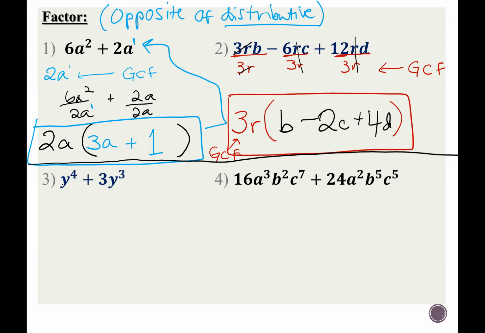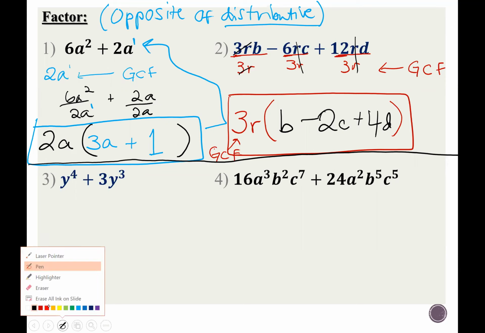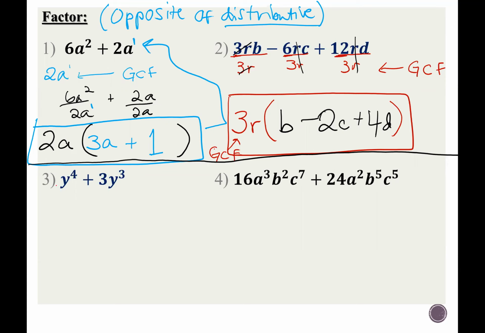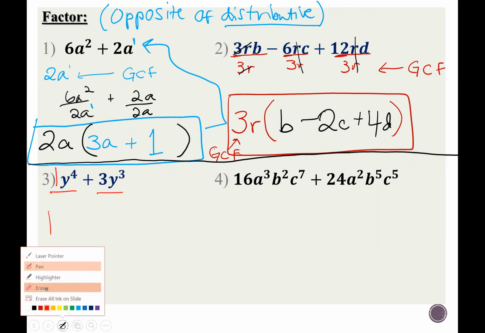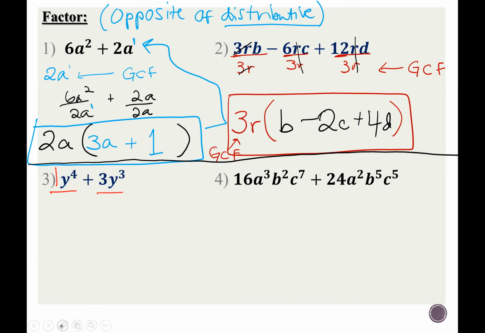Okay, this y to the 4th doesn't appear to have a coefficient, which means it's really just a 1. So the GCF between the coefficients, 1 and 3, is just 1. Technically we're dividing each term by 1, which would mean we're not changing it at all, right? So what's really in common here has nothing to do with the coefficient numbers. It has to do with the variables.